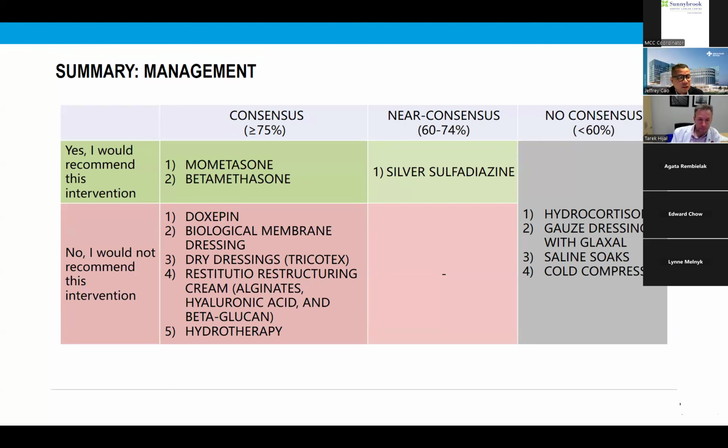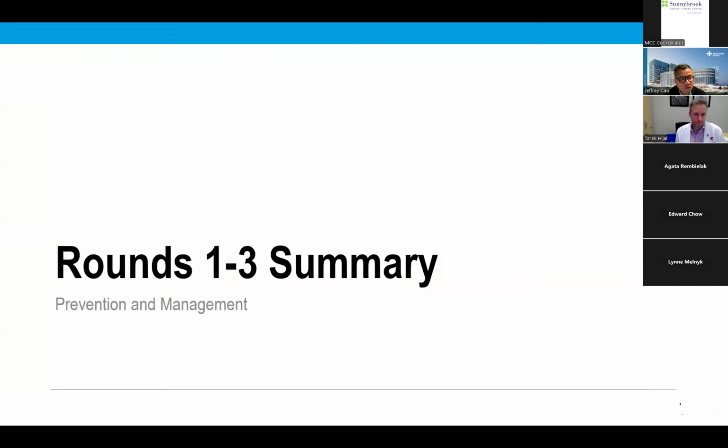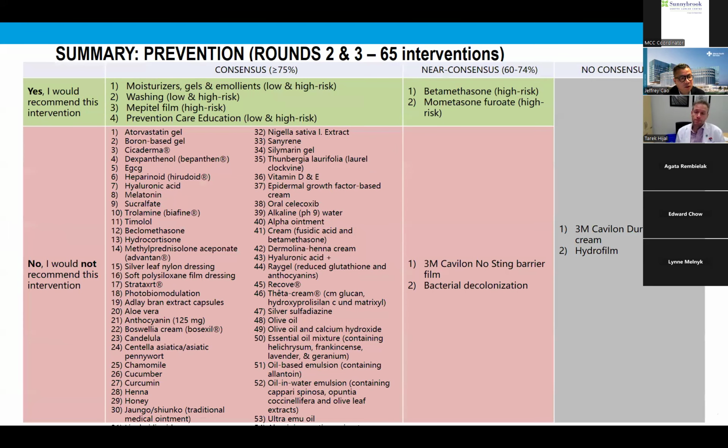So in terms of management, there was consensus for the use of steroids. There was near consensus for the use of flamazine, and there was no consensus, as mentioned, for these products. So then we took it to round 4. So this is just a summary of everything.